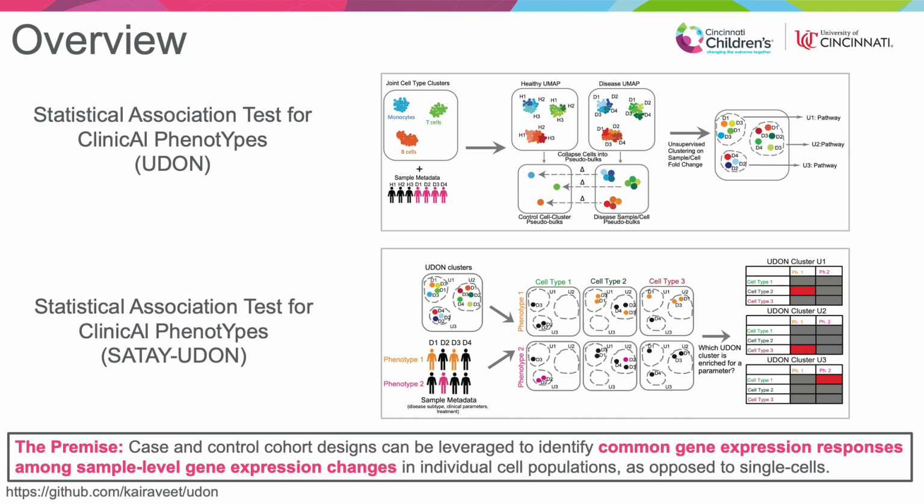In order to determine whether a clinical phenotype is statistically associated or positively enriched in a given Udon cluster, we developed a downstream approach called Satay Udon, which stands for Statistical Association Test for Clinical Phenotypes. In this approach, we test the null hypothesis that there is no association between a sample's clinical condition and the sample's pseudobulk profile in a given gene response program in a cell type specific manner.